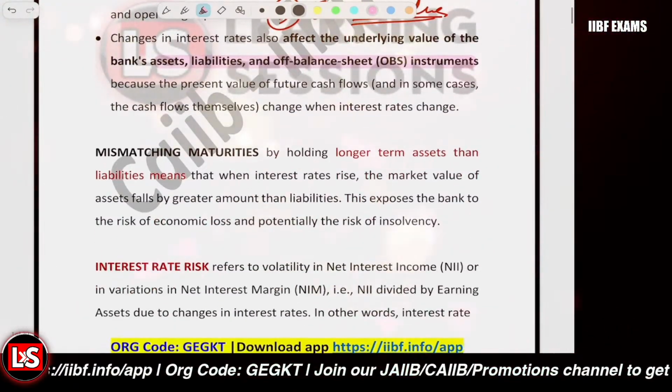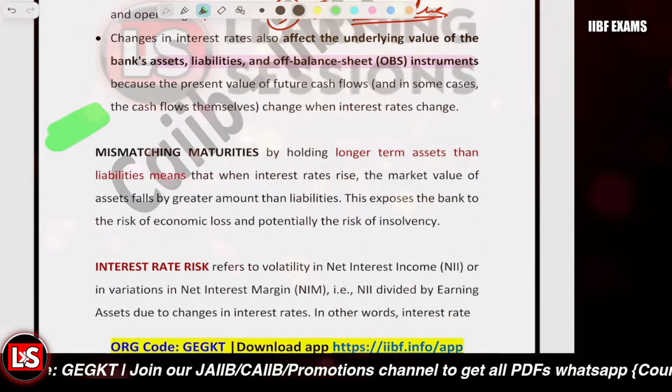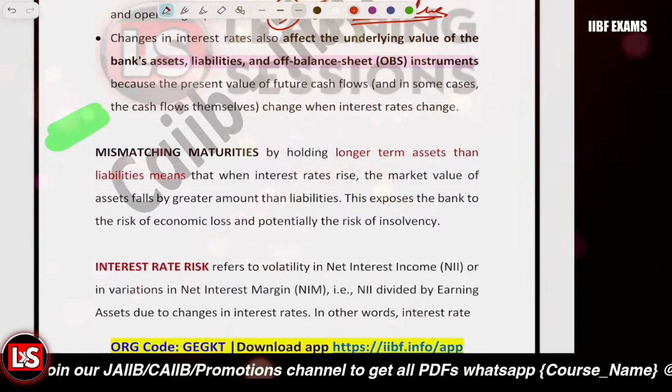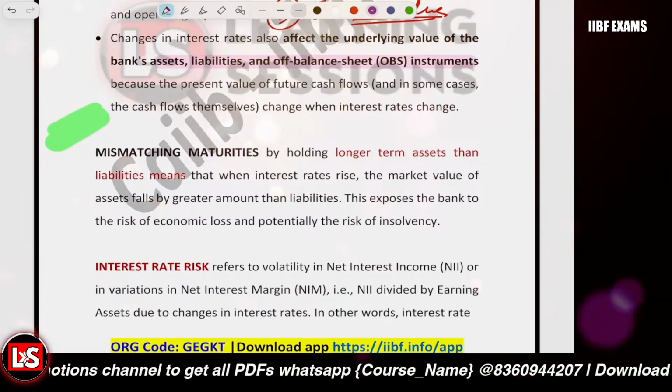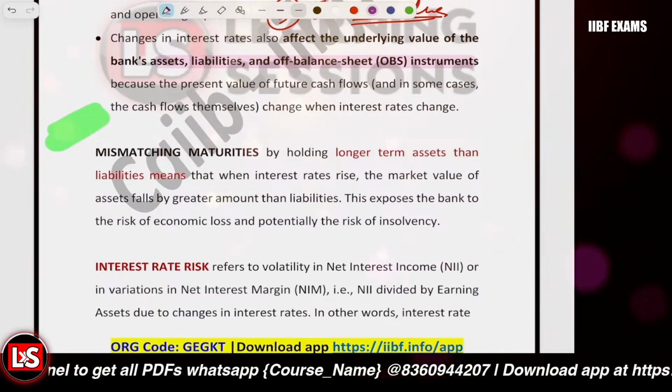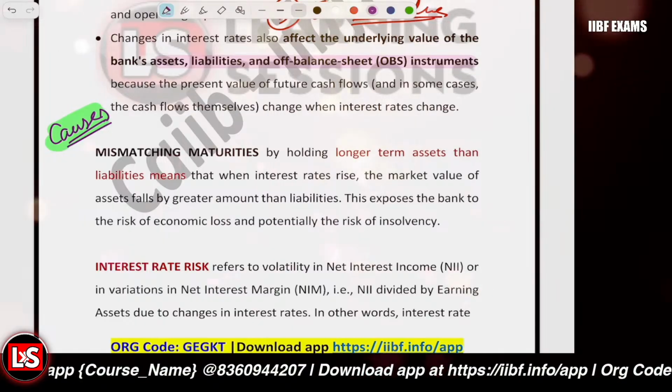And what are the major reasons? If we look at interest rate risk, we know what it is. It's going to reduce your income, profitability, and economic value. That's quite normal to understand. But what is the main cause? What are the key causes? Let's have a look at it.